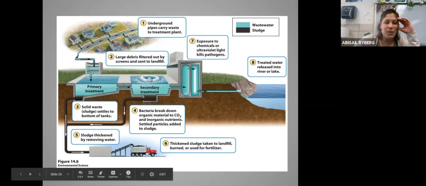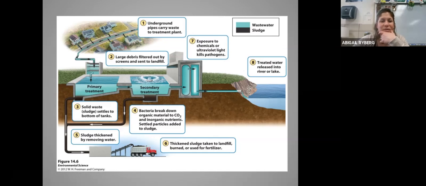So here we have the primary treatment. Okay, let's start with number 1. Number 1, our water is piped underground. Number 2, the large debris are filtered out. And by large debris, I mean, I saw the screen for this, and it's literally basketballs and shoes, right? Big stuff. And of course, toilet paper and stuff. Some of that gets caught here too. So as it comes into the treatment plant, there's a filter filtering large stuff.